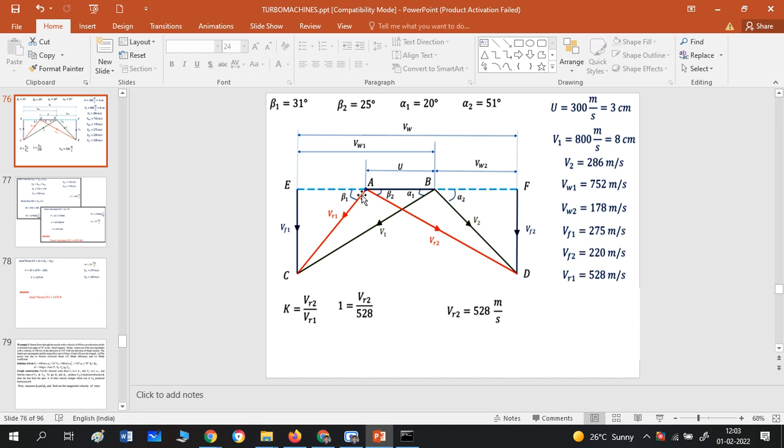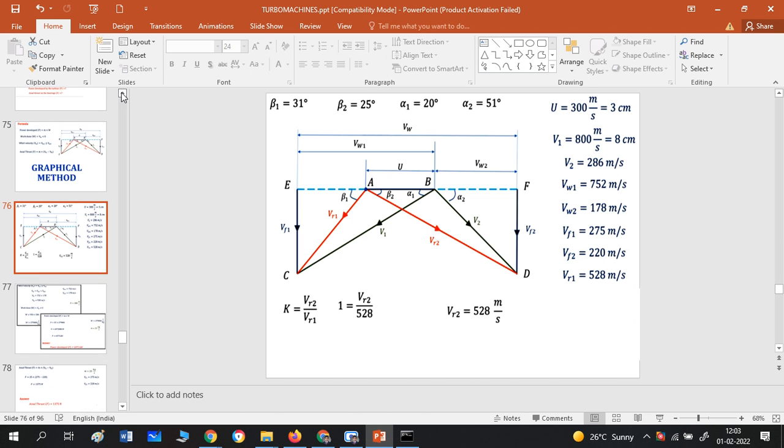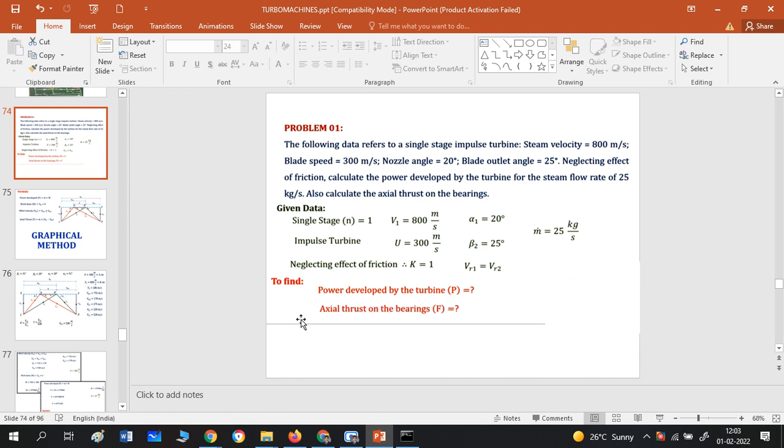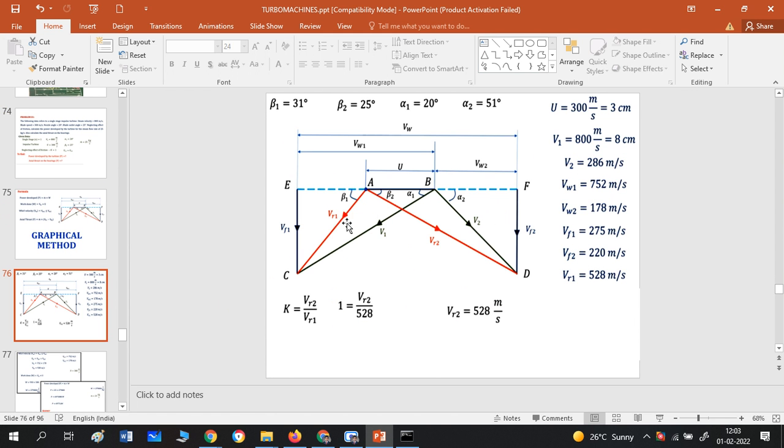Once this is completed, point A is free here. So from point A to C, if we join, we will get VR1. And from the problem, they have told it is frictionless. If it is frictionless, what can I do? I can consider VR1 equals VR2. Why? Because the effect of friction is neglected, as mentioned. So I'll draw 528 on the left hand side, A to C. Same from A to D, I'll also draw 528 with a different angle.